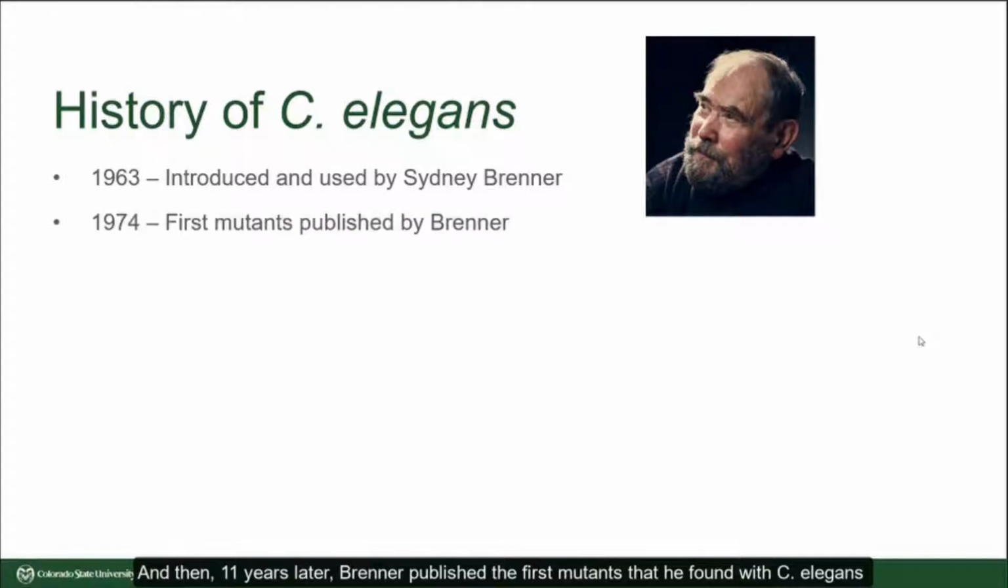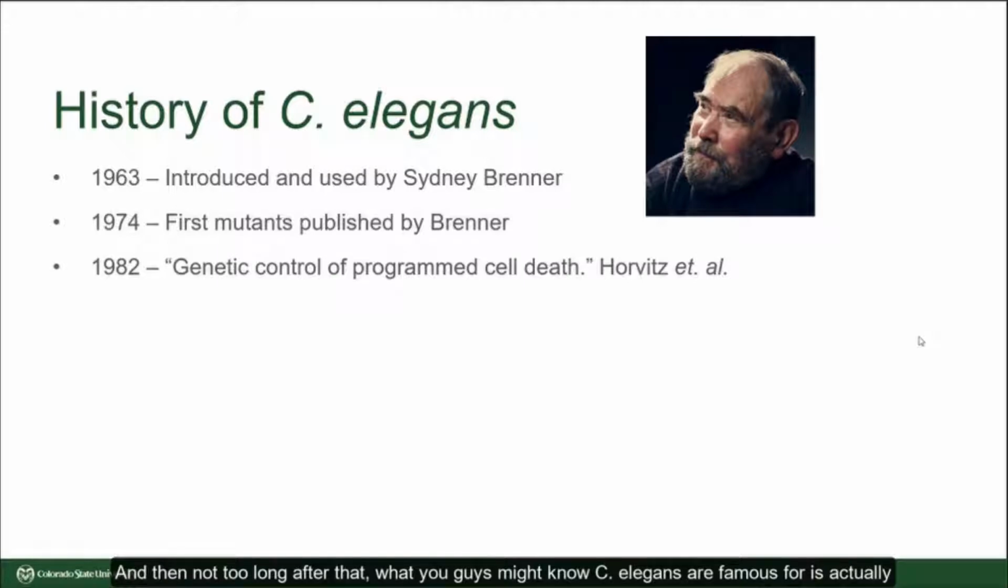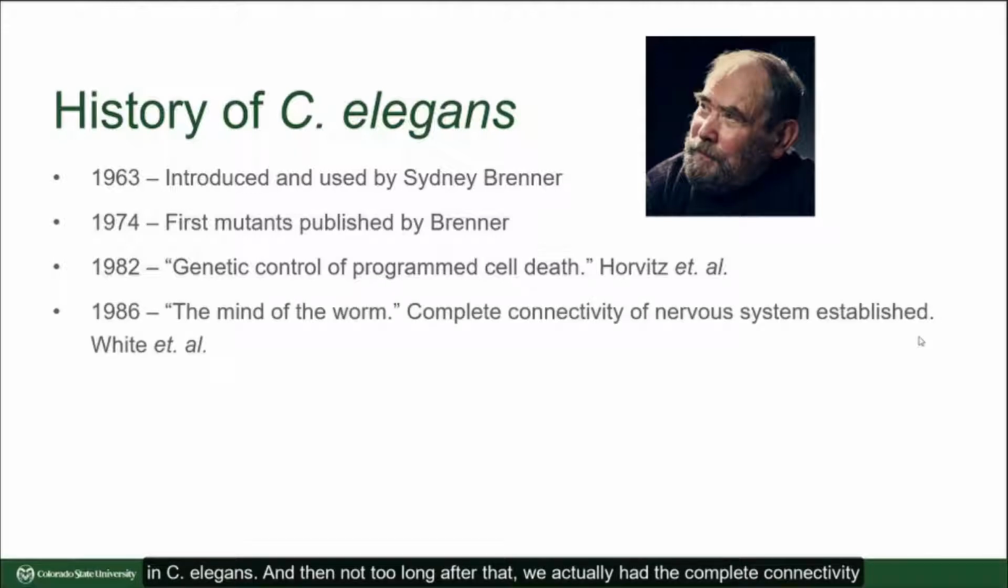And then just 11 years later, Brenner published the first mutant study found with C. elegans using forward genetic screens, which Noreen touched on a little bit, and I'll explain how we do that in C. elegans in a little bit. And then not too long after that, what C. elegans are famous for is apoptosis. Howard Horvitz came along, and then not too long after that, we had the complete connectivity of the entire nervous system of the worm. The worm is very simple. It only has 302 neurons. And again, I'll touch on that a little bit.